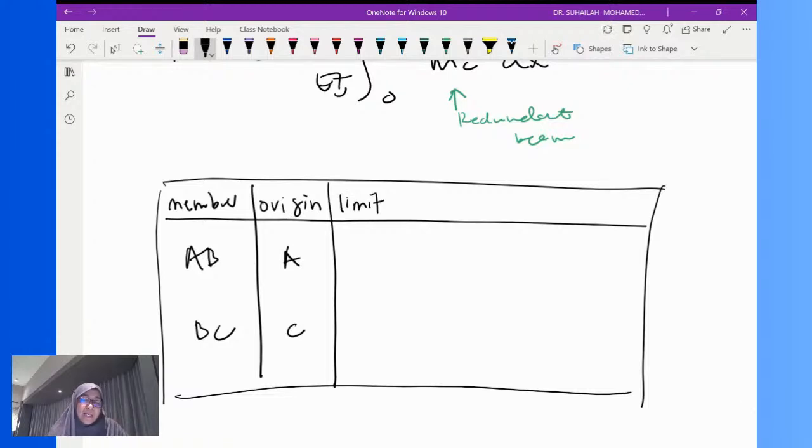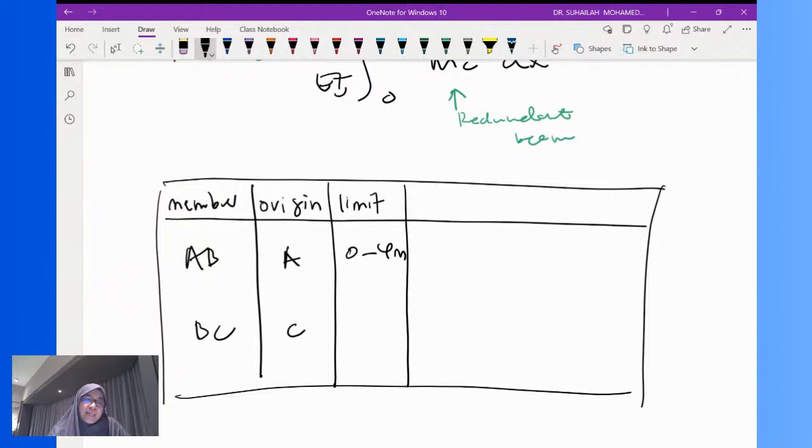Then the limit X. The limit for member AB, A from 0 to 4 meter. That is the limit. Means that the length is 4 meter. At A, X is 0. At B, X is 4. For member AB, origin at A, at the origin X is 0. At B, X is 4.